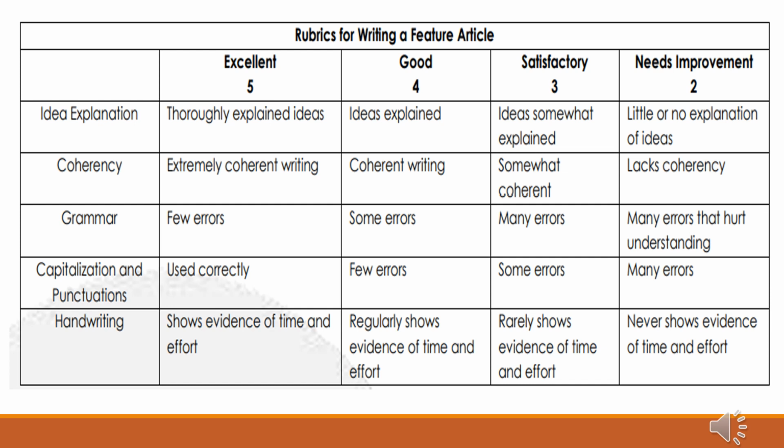Rubrics for writing a feature article: idea explanation, coherency, grammar, capitalization and punctuation, handwriting. Excellent, 5: thoroughly explained ideas, extremely coherent writing, few errors, used correctly, shows evidence of time and effort. Good, 4: ideas explained, coherent writing, some errors, regularly shows evidence of time and effort. Satisfactory: ideas somewhat explained, somewhat coherent, many errors, some errors, rarely shows evidence of time and effort.